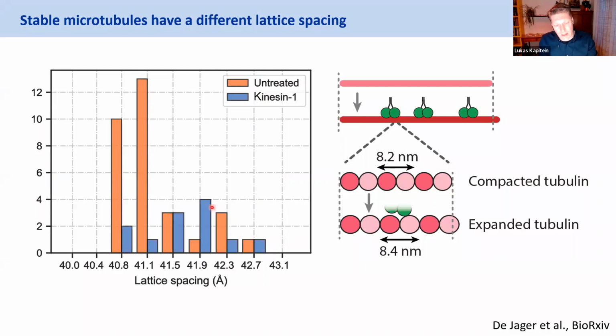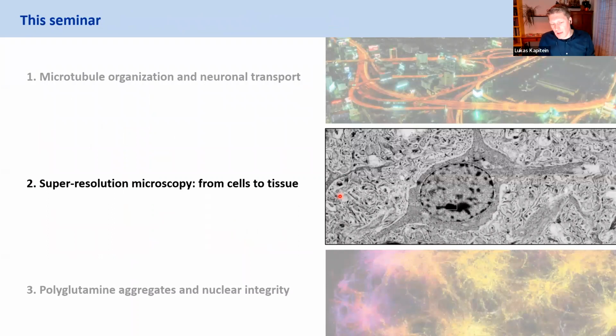And indeed, they found that stable microtubules that are decorated with this marker for stable microtubules have an expanded lattice compared to dynamic microtubules. So I think this is a very interesting structural insight into the differences between these different subsets of microtubules, and also illustrates nicely the combination of fluorescence microscopy and electron microscopy.